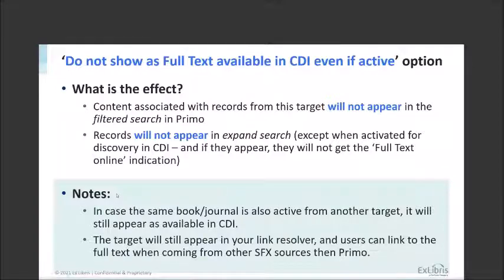And there are some notes here. Sometimes the same book or journal is available from multiple targets. So if you use this option for one target, it may still appear in CDI because you have other active portfolios for it. Also, it does not have any impact on the link resolver, only on CDI. So your users will still be able to link to the full text when they come from other sources than Primo.